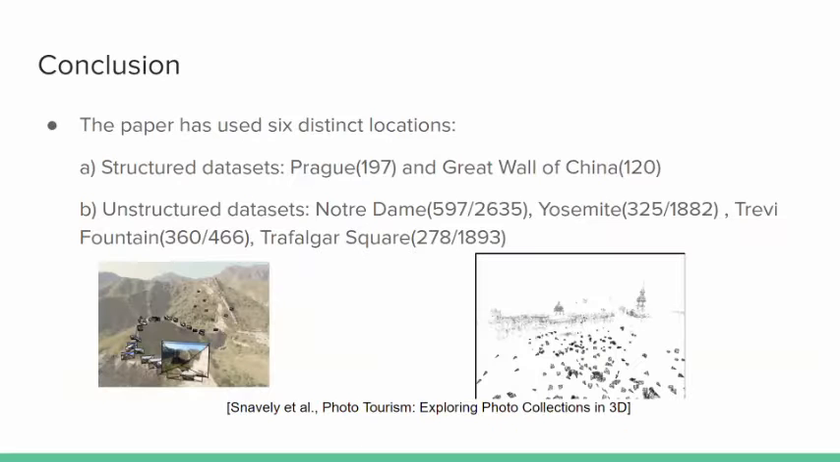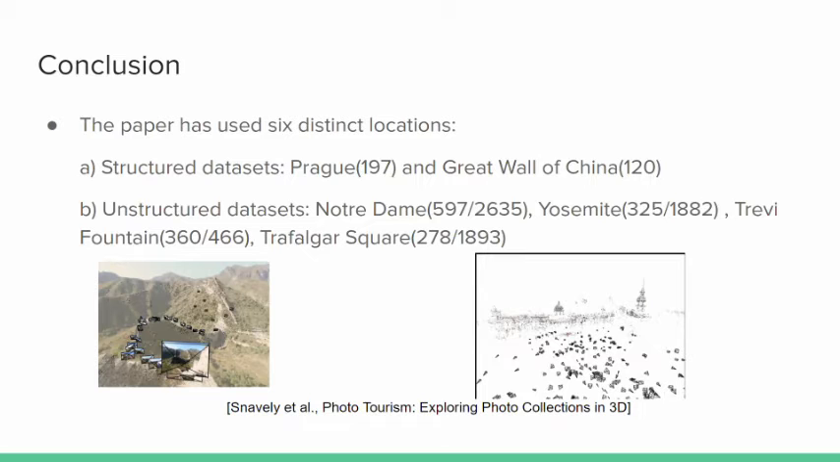So let's conclude. This paper has used 6 distinct locations to test out the given algorithms. So the first type is where we use structured data sets. Basically, a single person collects a lot of images in different camera angles. So we have 2 such locations, Prague and Great Wall of China. We can see Great Wall of China, the results in the bottom left.